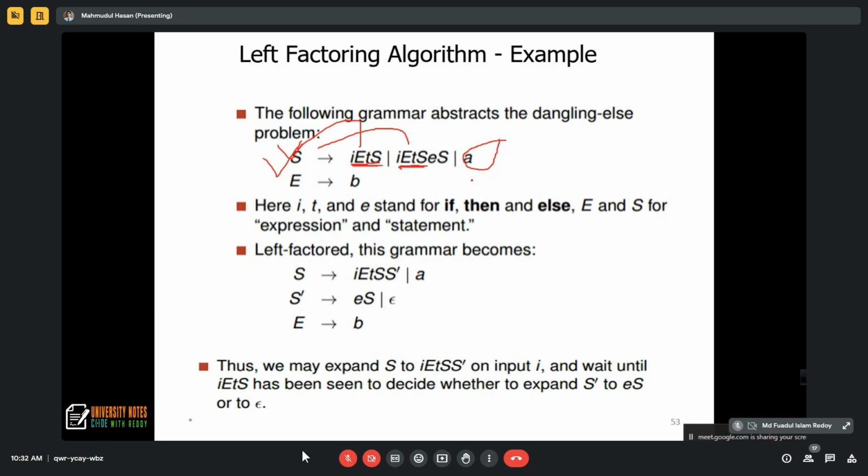I will give a homework after this one, no problem. So always try to take more production rules first, with the longest prefix at first. Here, suppose there are 2, and the longest prefix is IETS. So this one is our alpha, IETS, that means the common prefix.